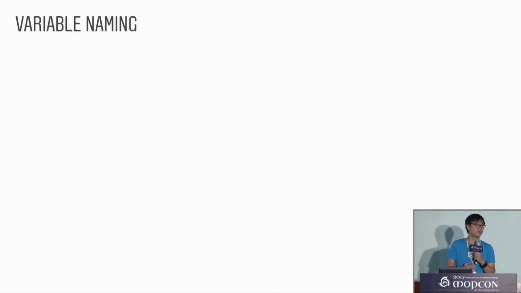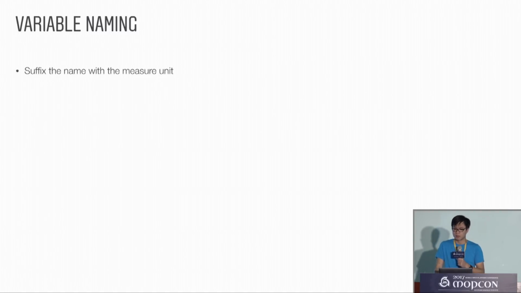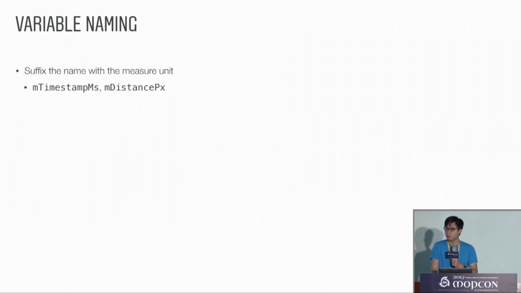And the next principle I want to talk about for writing quality code is to have good variable naming. Start with some simple things first. If you have a variable that has a major unit, suffix it with the major unit. For example, if you have time, suffix it with milliseconds or microseconds. If you have distance, suffix it with meters or pixels, so people understand what the major unit is.